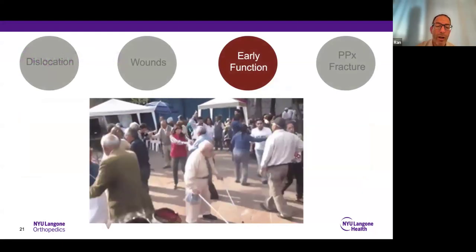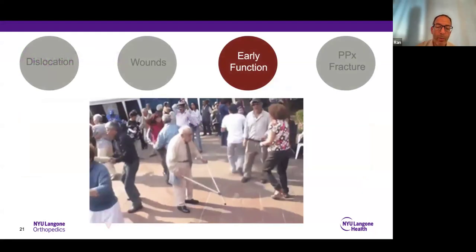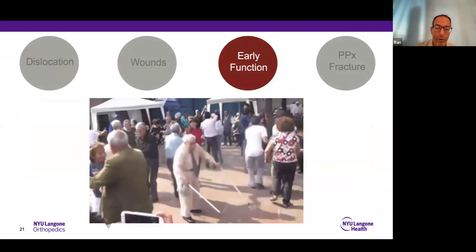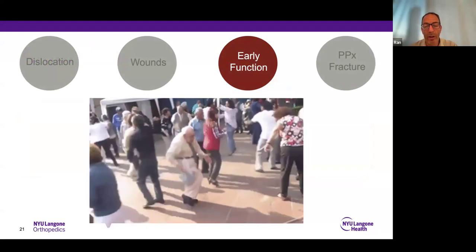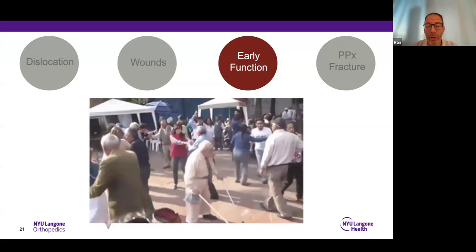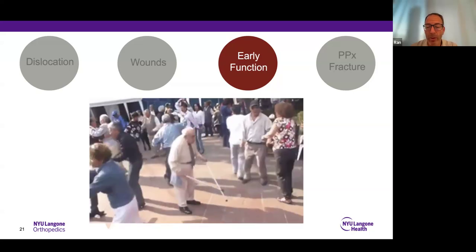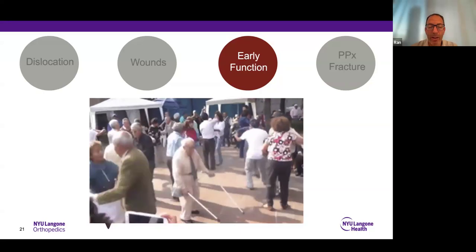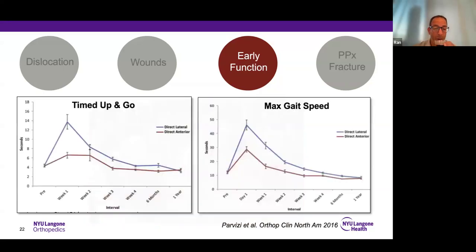So early function is very important. We let our patients ambulate immediately after these surgeries. Currently in the US and at NYU, about 60+% of our patients go home on the day of surgery after hip and knee replacements, and 99% leave by the next day. So getting our patients moving in the first few weeks is extremely important. The recovery, overall health, and function are better.